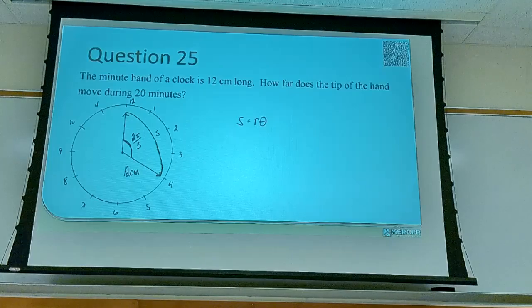Arc length is radius times the angle measured in radians. 12 centimeters times 2 pi over 3. 12 over 3 is 4, times 2 pi, 8 pi centimeters. That is the distance that the tip of the minute hand traverses in 20 minutes. And it doesn't matter, like I said, where the minute hand starts, because it's still going 20 minutes, which means it's still going to subtend an angle of 2 pi over 3 in 20 minutes.